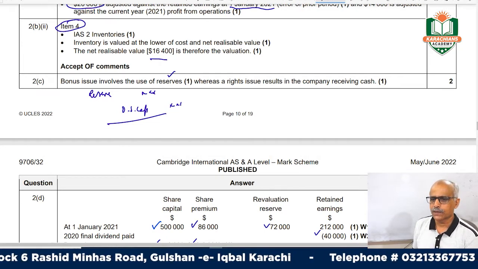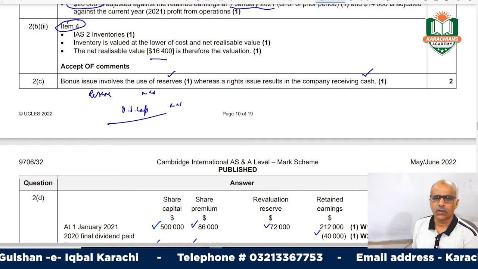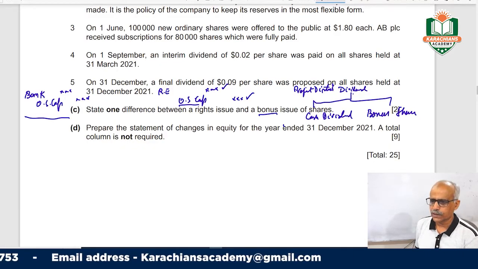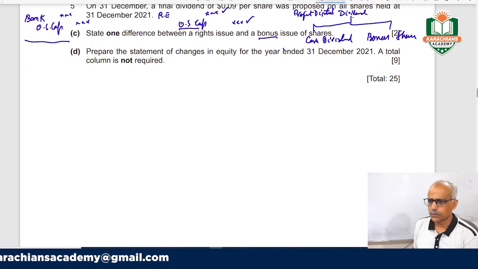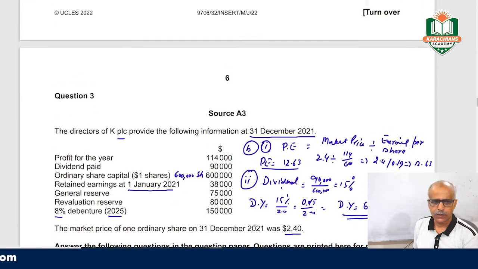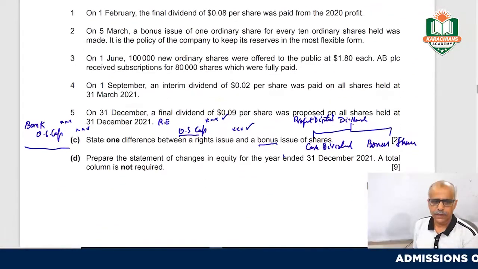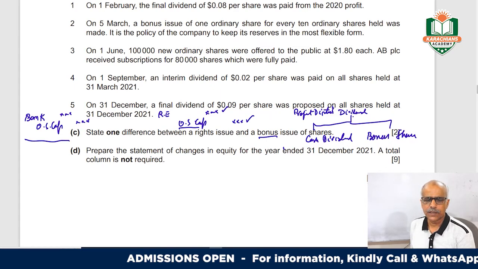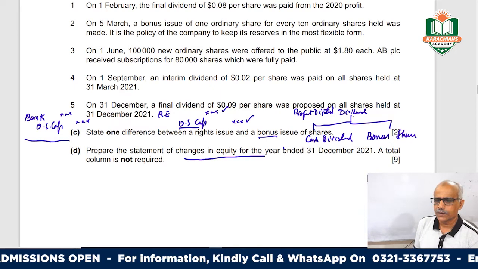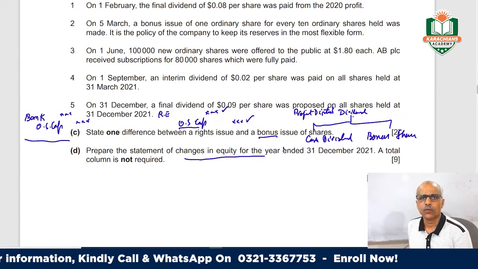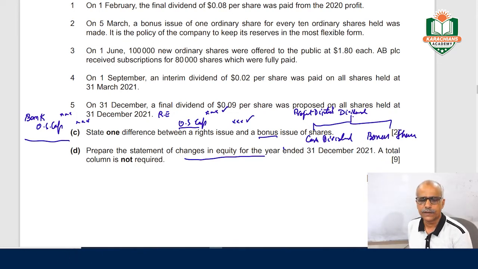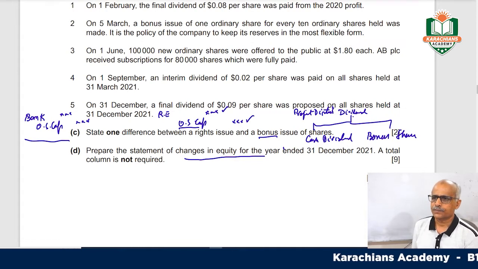Whereas a rights issue results in the company receiving cash. This I have already explained. So let's move on to the question, because we have to finish quickly and keep our videos very short. We are done with C. In D, prepare the statement of changes in equity, which is the fourth statement in the four financial statements.